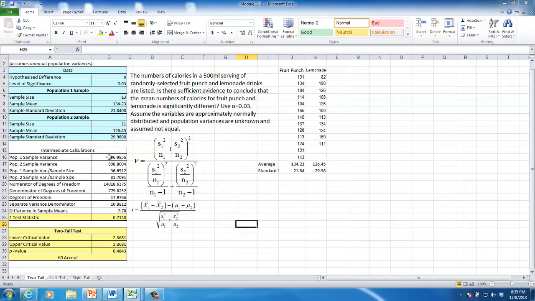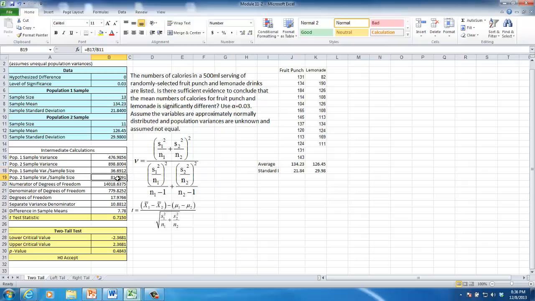Let's see how the formula is designed. First we need to find the sample 1 variance. Sample 1 variance is the standard deviation squared, which is B9 squared, and sample 2 variance is B13 squared. Then we need to divide this by N1, the sample size. So B16 divided by B17. So I find this part.